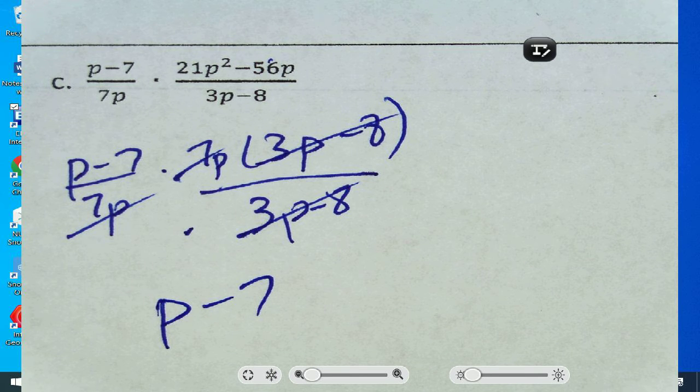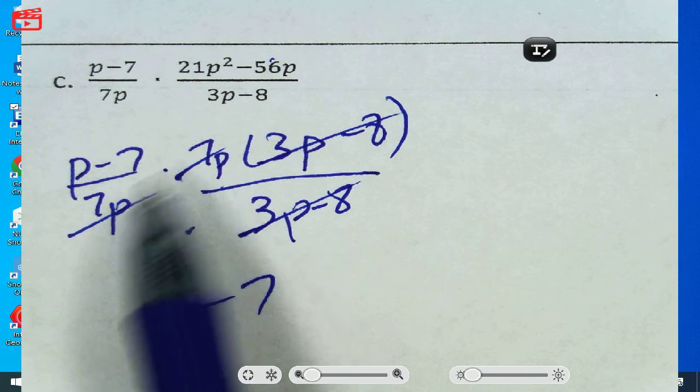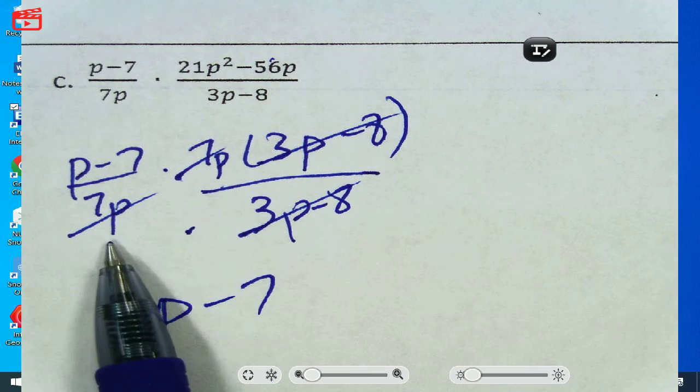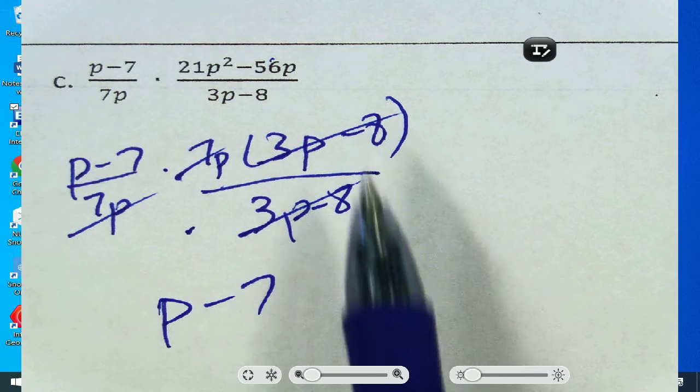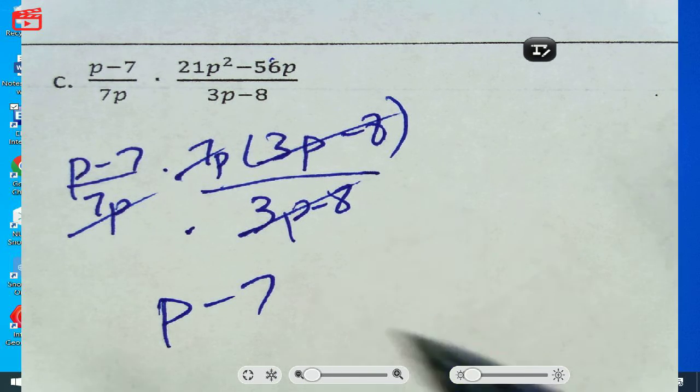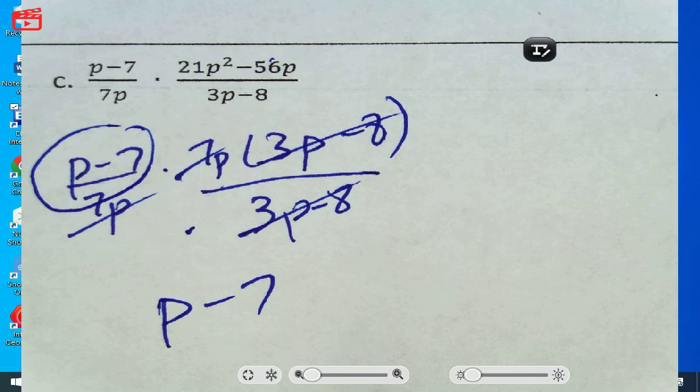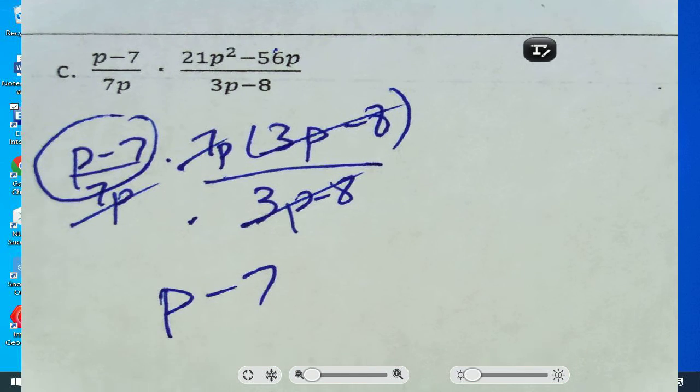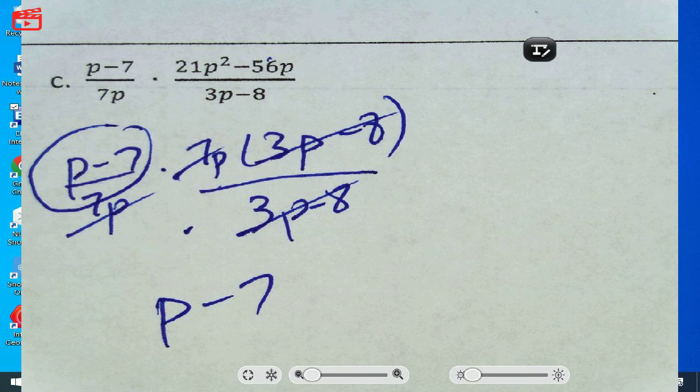What'd you say cancels again? The 7p's cancel with each other because one's on top, one's on the bottom. 3p minus 8 cancels 3p minus 8. The excluded values are 0 and 8/3. Right, Lincoln? Ready. Going on to D.